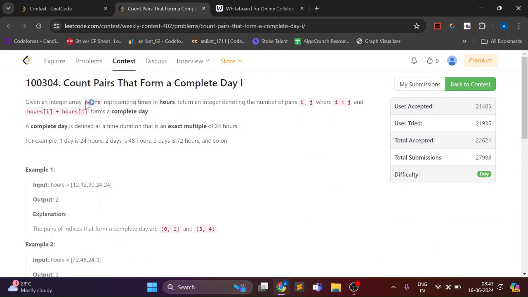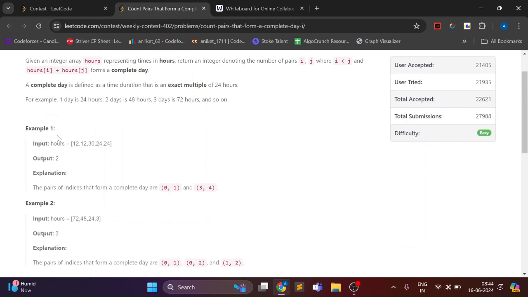So we are given an array called hours representing times in hours, and we have to return an integer denoting the number of pairs such that i and j, where i is less than j, and the sum of elements present at position i and j, that is hours of i plus hours of j, must form a complete day. What does a complete day mean? It means the time duration is an exact multiple of 24. So this sum should be divisible by 24.